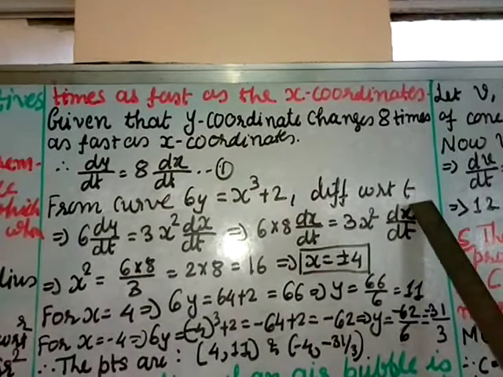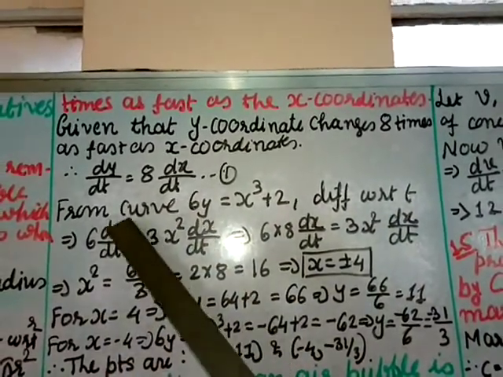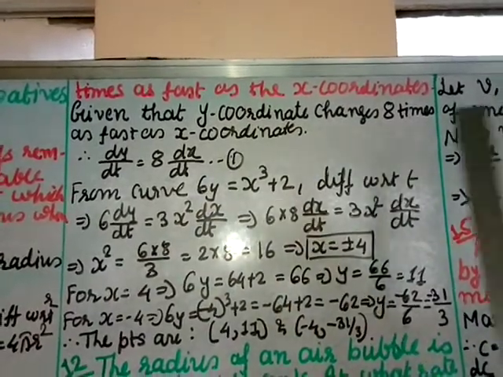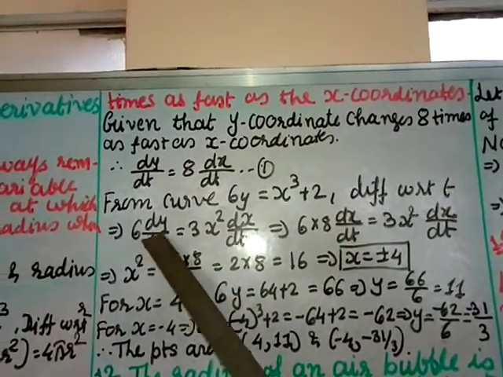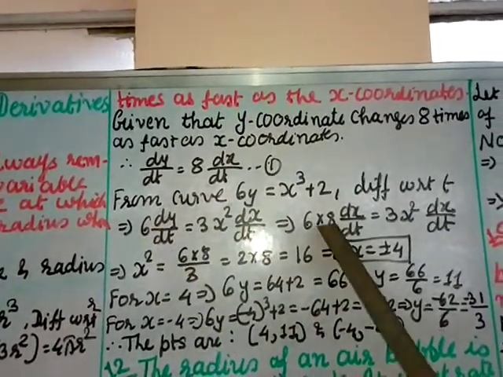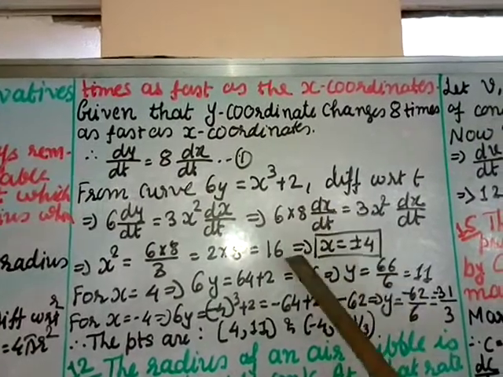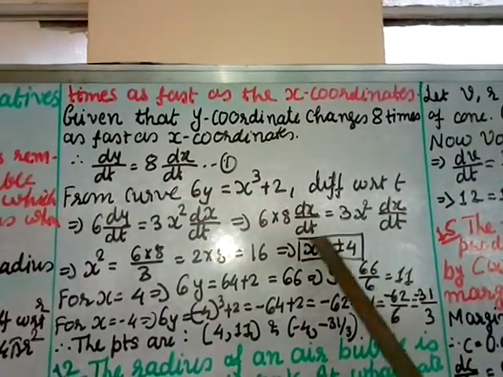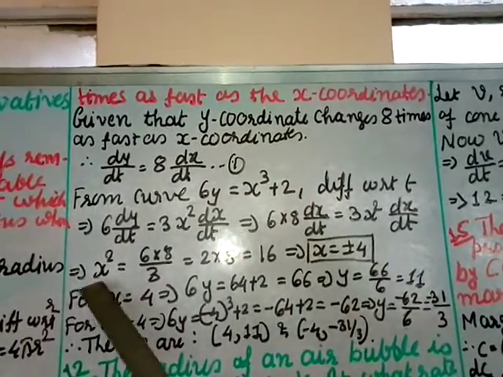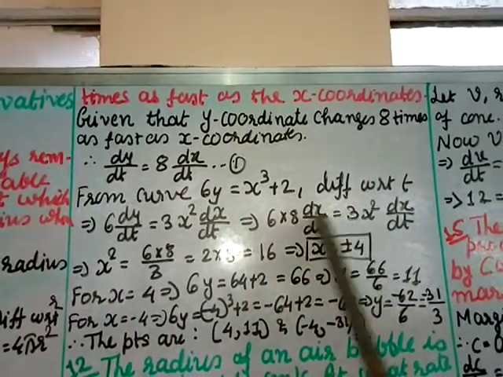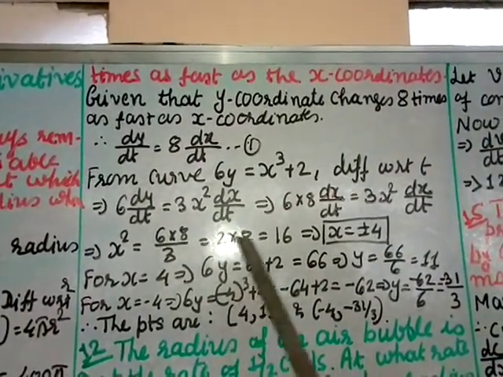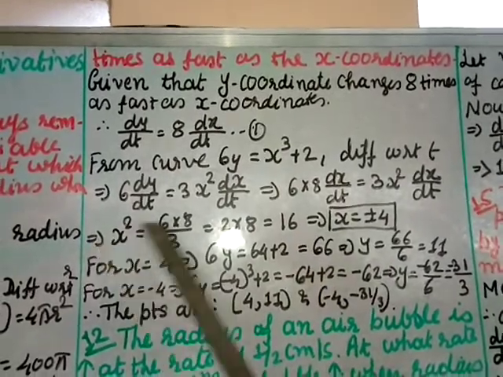Differentiate with respect to t. 6y's derivative is 6 dy/dt, equal to x cube is 3x square dx/dt, and plus 2 is constant. Then I will put dy/dt from number 1, 8 dx/dt. So instead of dy/dt put 8 dx/dt. Now dx/dt from both sides cancel and you make x square the subject. So 3x square, 6 you transfer here. So x square is equal to 6 into 8 and this transfer, so divide by 3. Cut by 3 and 6, so 2 into 8. So 2 into 8 is 16. Now you have found x square is equal to 16.